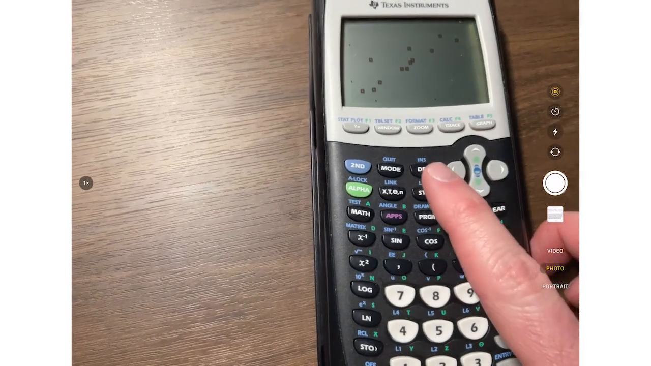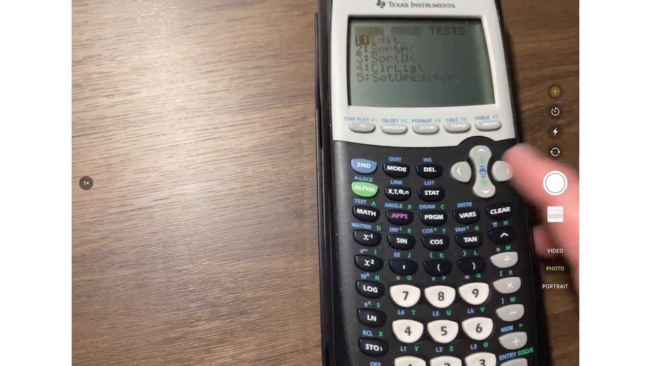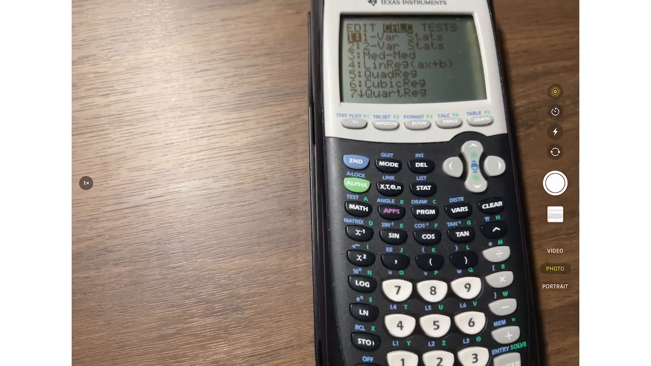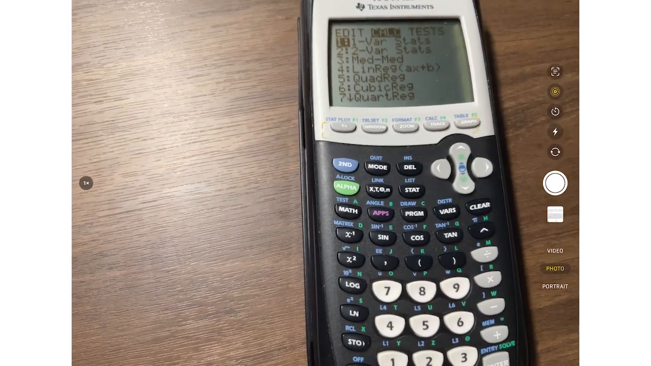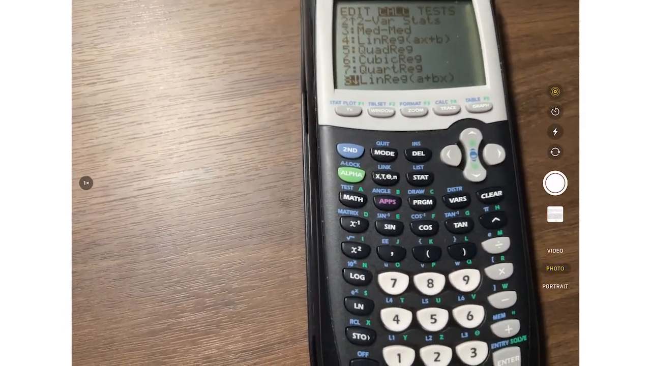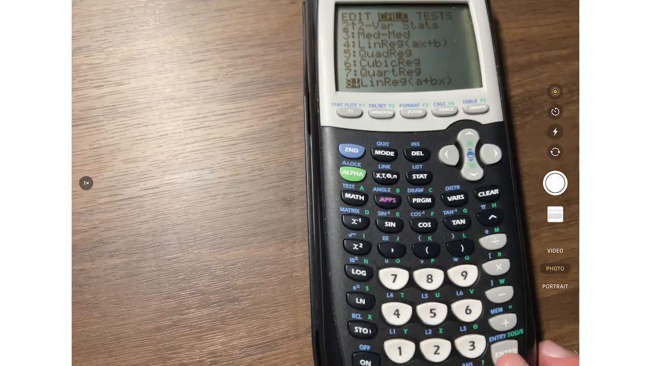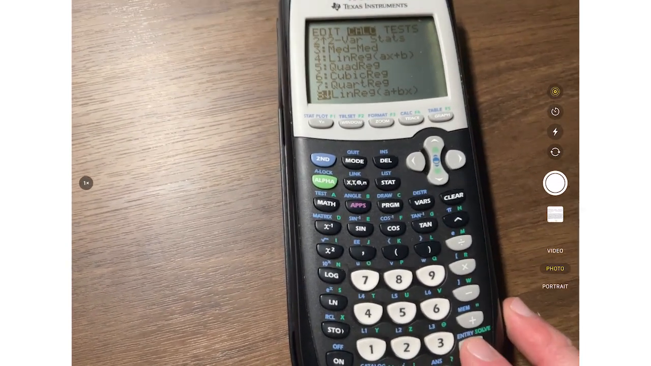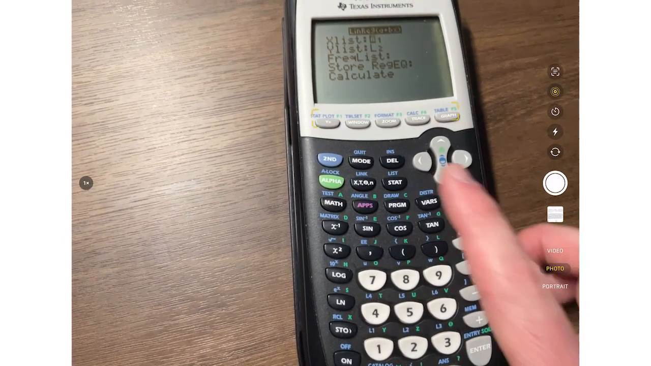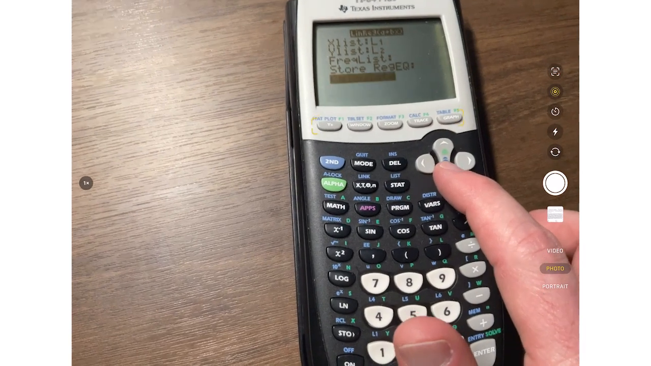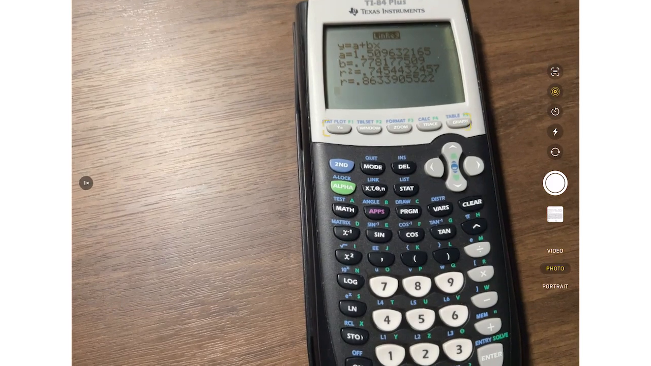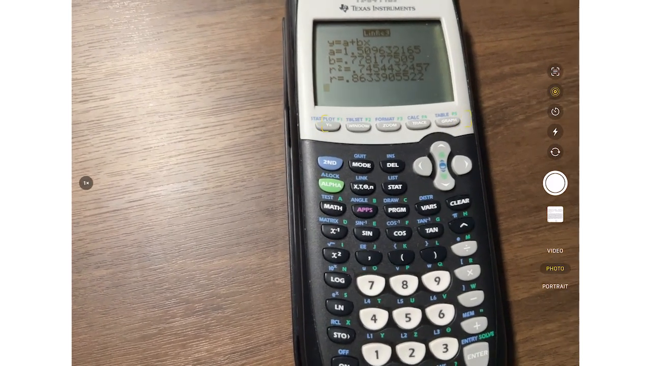You're going to go to stat, and then you're going to go to calc, and you're going to pick number 4. You're doing a linear regression, ax plus b. Or you can choose number 8, which is what I'm going to choose, linear regression a plus bx. That's the one we're going to use. And then just make sure your x list is in L1, your y list is in L2, and then you can just go to calculate.